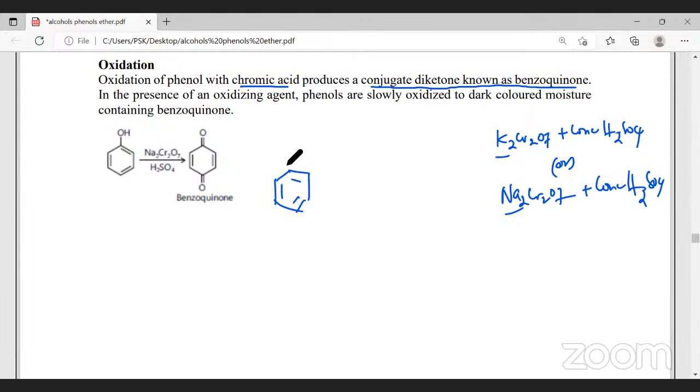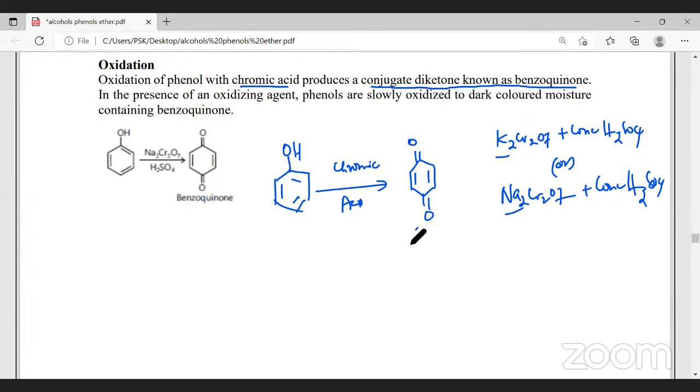Now this is benzene. This is phenol, sorry. When this phenol is oxidized using chromic acid, what we get is a benzene ring like this, a double bond here. The positions of the double bonds change. You get O and you get O. Double bond, single bond, double bond, single bond, double bond, single bond, double bond, single bond. So alternate single bond, double bond.